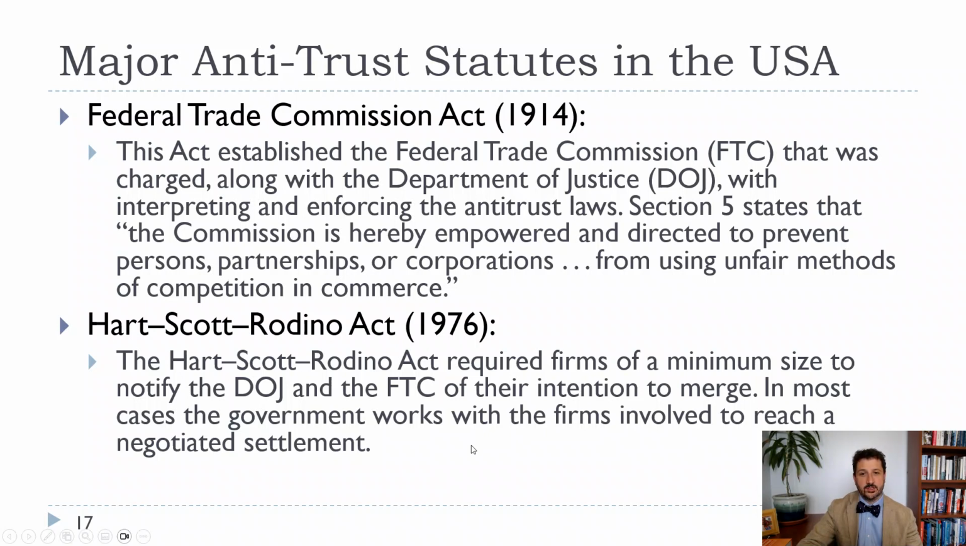And then we had this Hart-Scott-Rodino Act of 1976, which required firms of a minimum size to notify either the DOJ or FTC or both of their intention to merge. So basically, if you're a big company and you're going to merge with another big company, you can't do it secretly, right? You have to tell them.